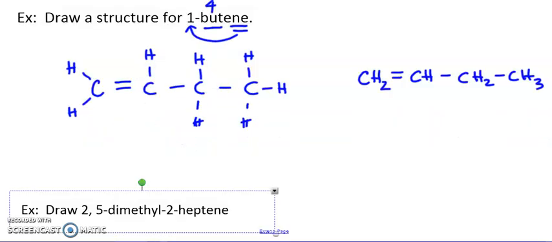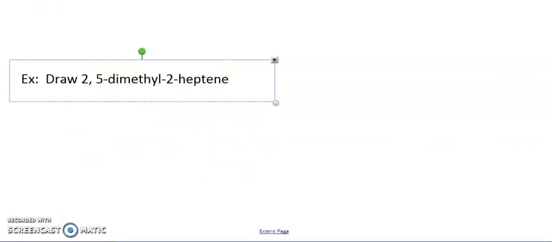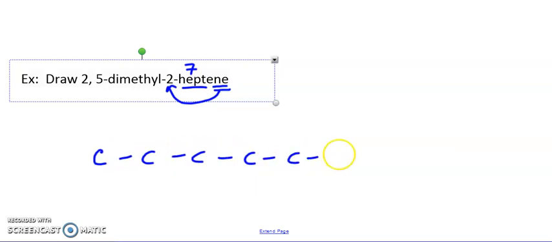All right, so what about this one? We got a little more involved with this one. All right, so hept-, so my parent chain has 7 carbons. My double bond is at the second spot. Okay, I'm going to start there before I then look at what my substituents are. So 1, 2, 3, 4, 5, 6, 7. All right, second site, so 2-ene. I usually just go left to right, so there's my double bond.